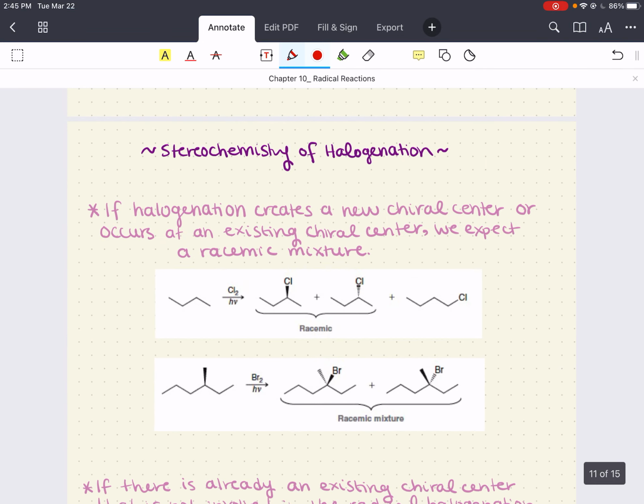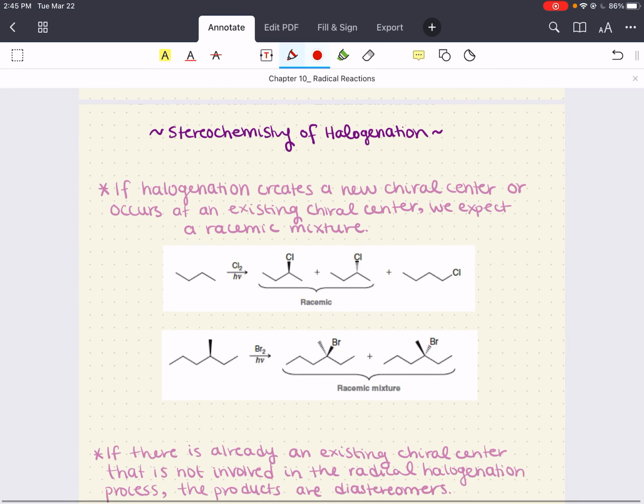But we want to talk about one more big topic for halogenation, and that is stereochemistry of halogenation. Now, if halogenation creates a new chiral center or occurs at an existing chiral center, we're going to expect a racemic mixture of products, as we see in these two examples.